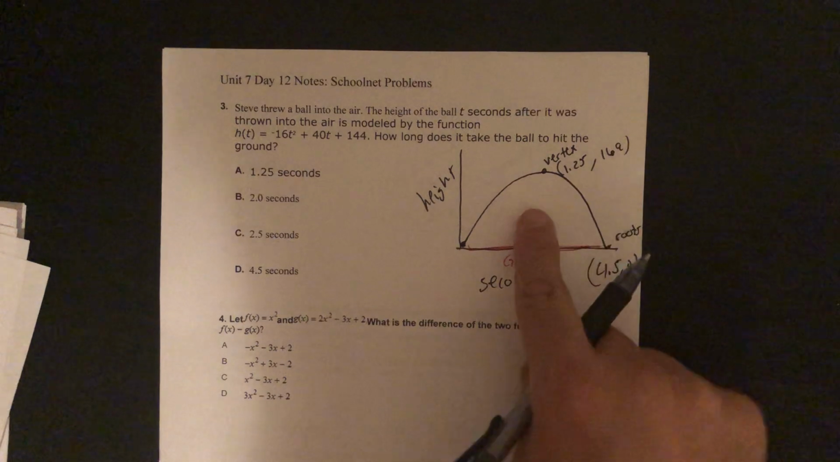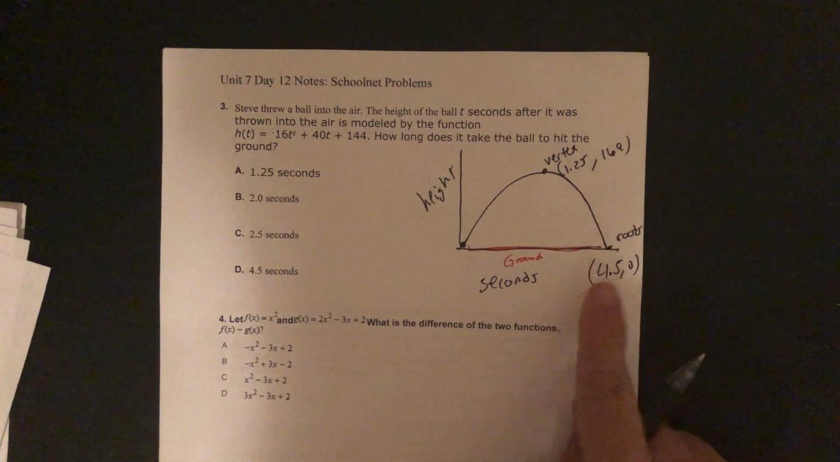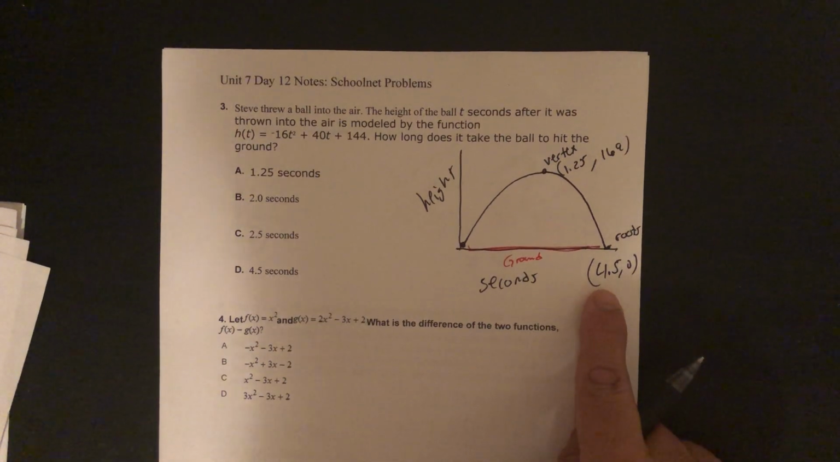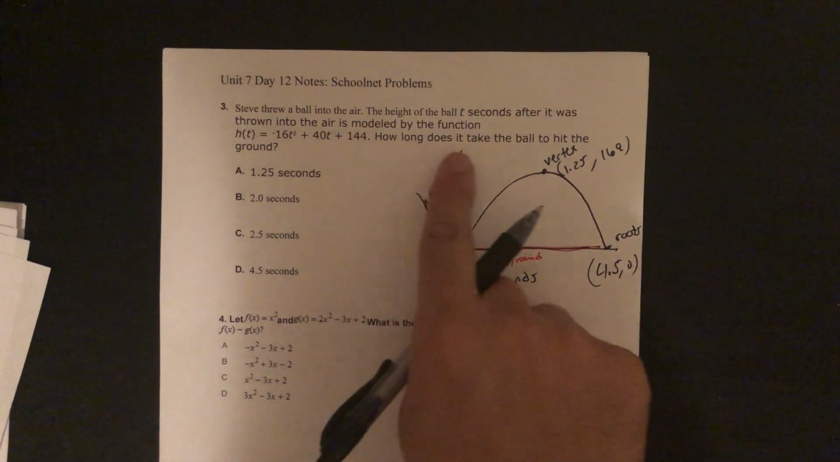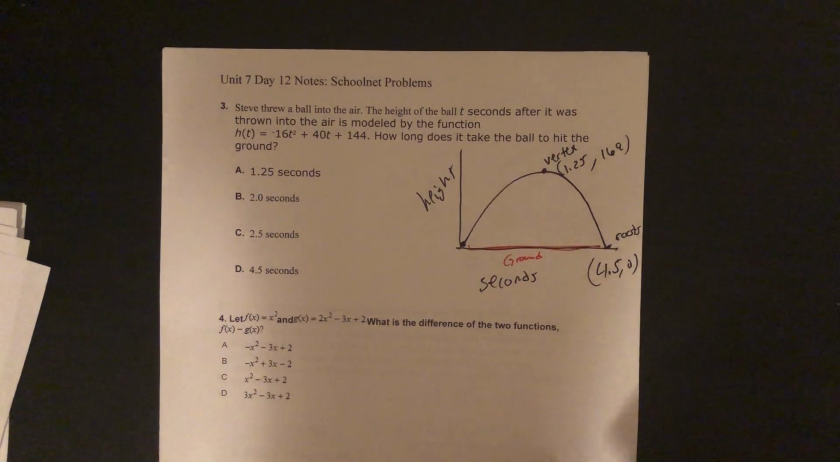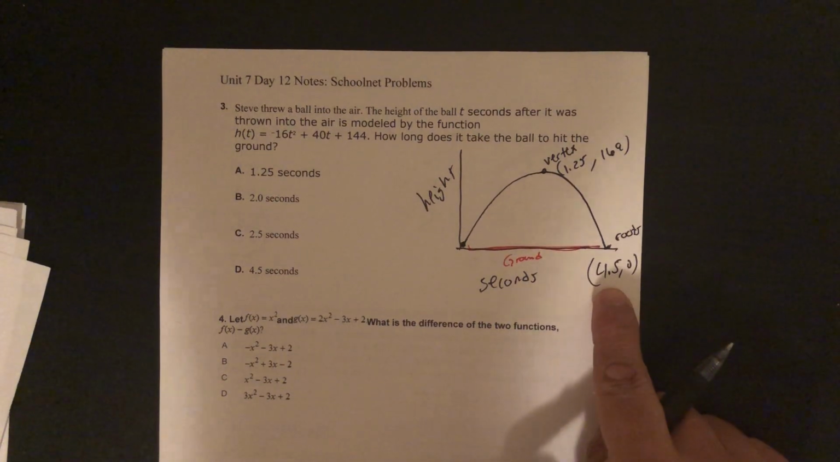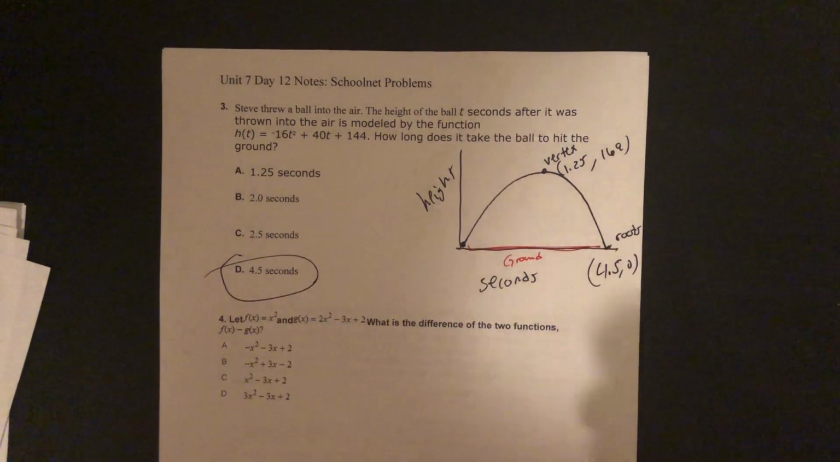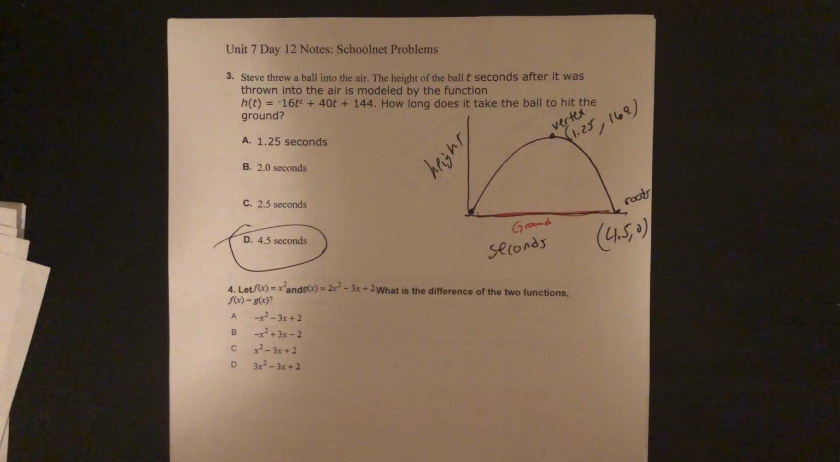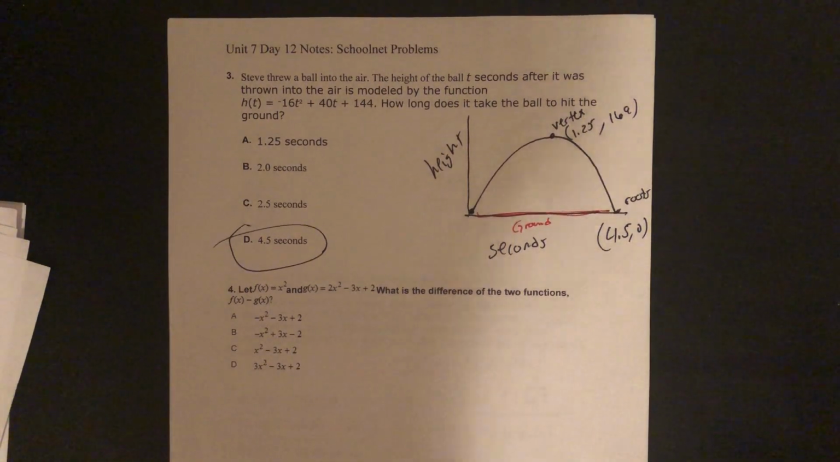Okay. And if the ball keeps going down and when it hits the ground, it's going to hit the ground at 4.5 seconds. So they were asking me, how long does it take for the ball to hit the ground? In other words, what is the root, or what is the solution, or the x-intercept? It will be 4.5 seconds. That's how long it takes for this football to go back down to the ground after it's been thrown, okay?